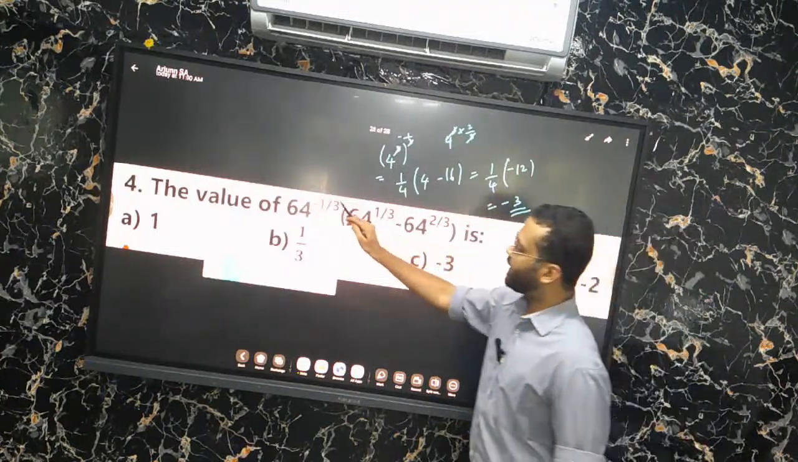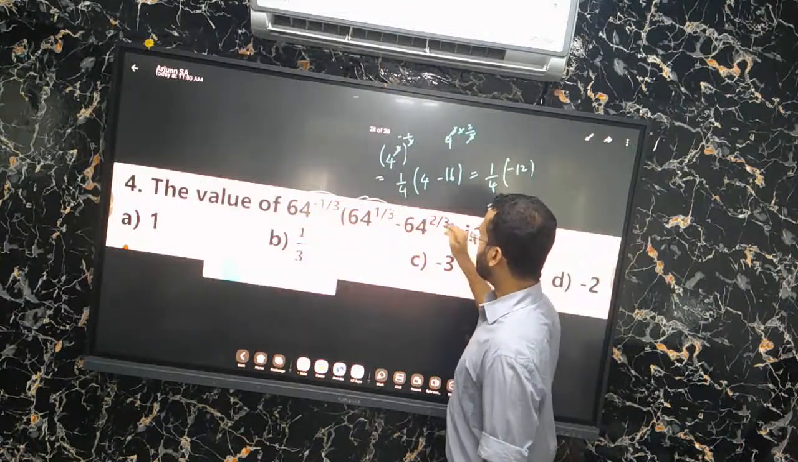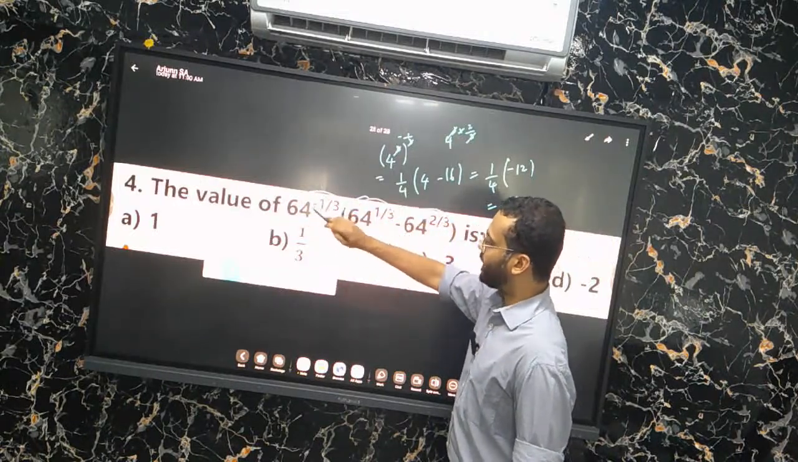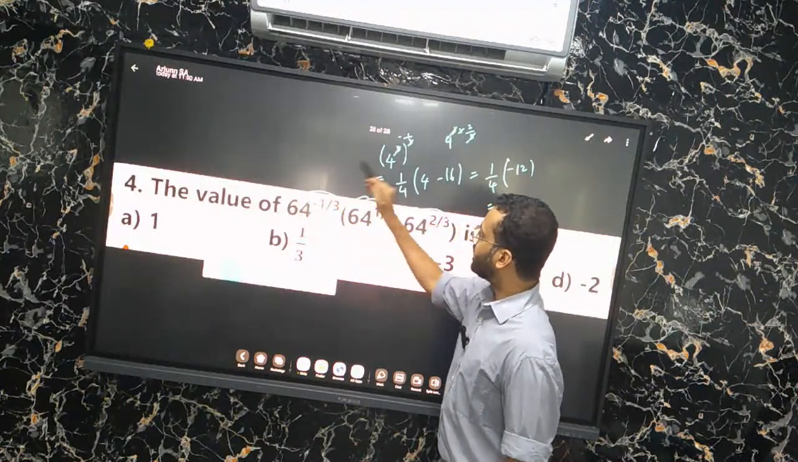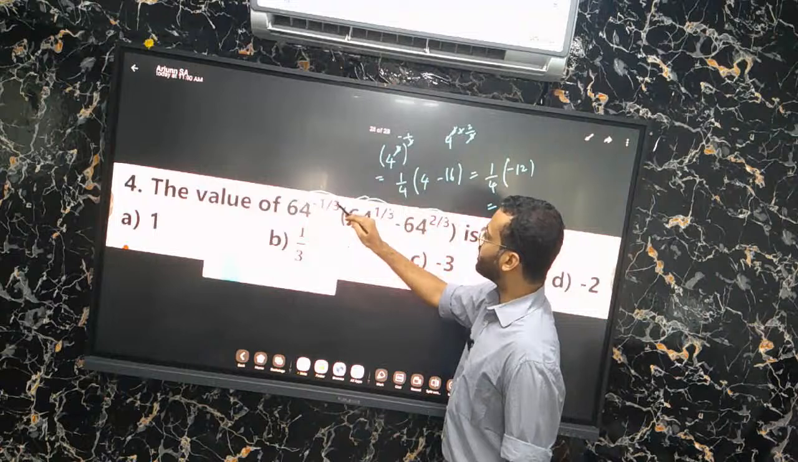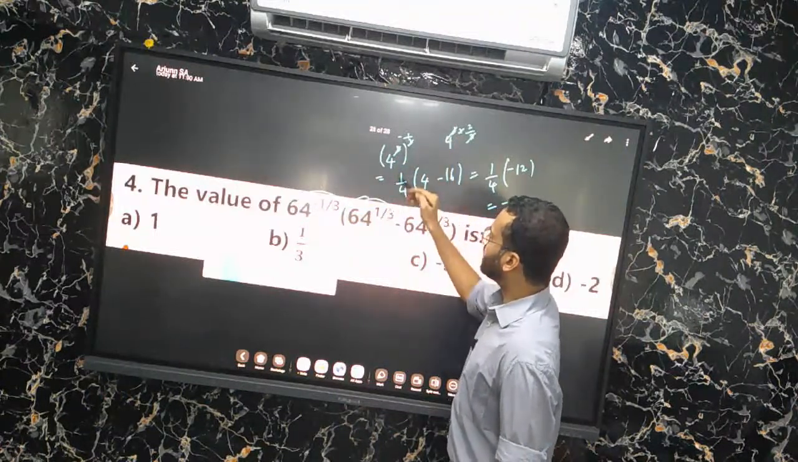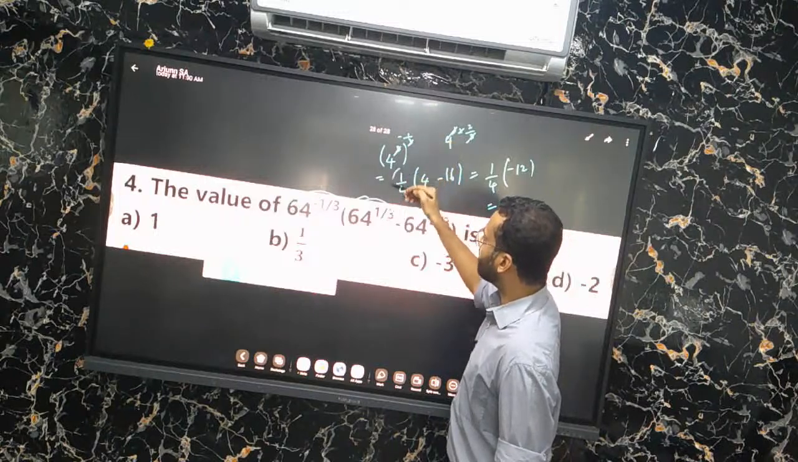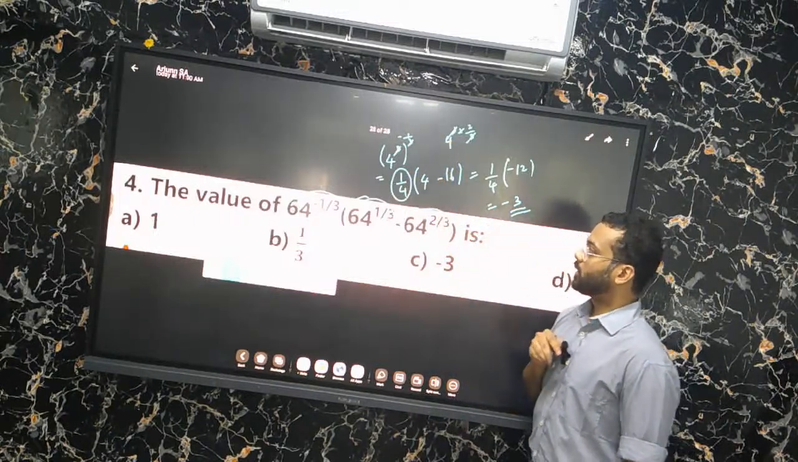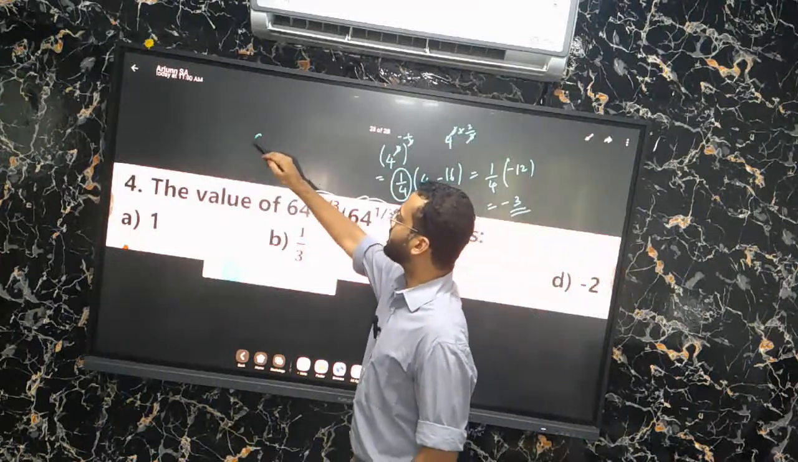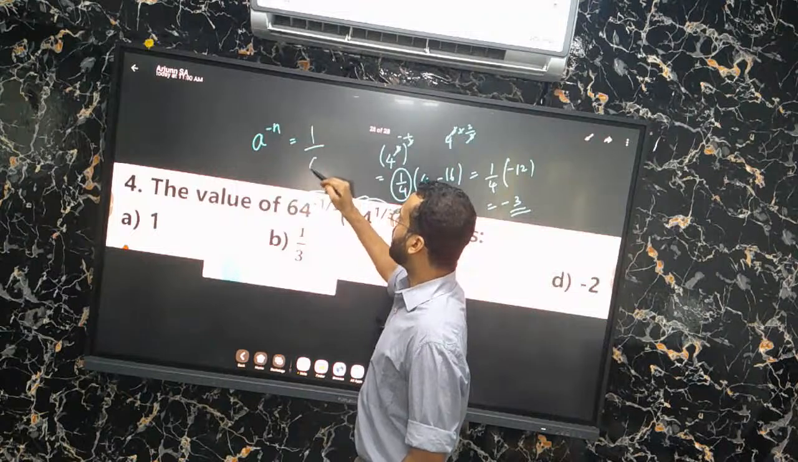So I simplified each of these separately. 64 power minus 1 by 3. First you write 64 as 4 cube. After you write that, it is to the power of minus 1 by 3. That is nothing but 4 power 3 into minus 1 by 3. The 3 and 3 cancelled. 4 power minus 1 is nothing but 1 by 4. If I write anything like this, a power minus n, this is nothing but 1 by a power n.